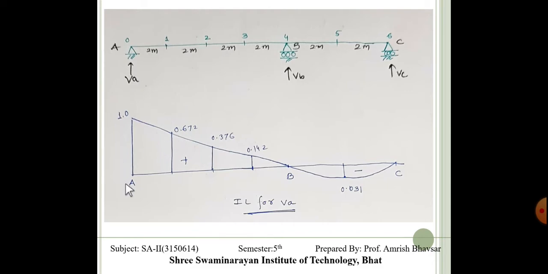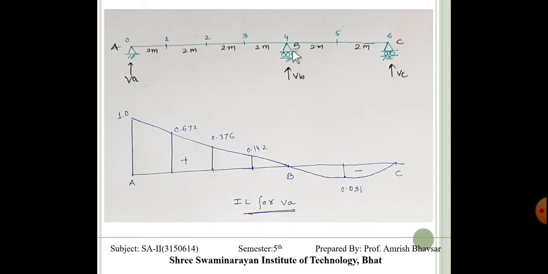So for VA, here it is 1. At first position, it is 0.674. At 2 position, 0.376. At 3 position, at B it is 0, and at C it is 0. Here it is minus. So we can plot this influence line diagram in the form of curvature. So this is VA.